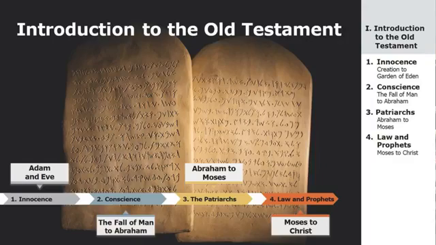So the first time period that you would cover as you get into the Word of God is a time of innocence. And that's a time of Adam and Eve. In that innocence, during the creation of man, God put them in a garden, man and woman together. He put them in the Garden of Eden to dress it and to keep it. One thing that we know for sure about this time of innocence is that we don't know how long they were in there.